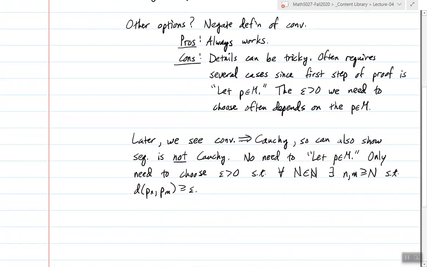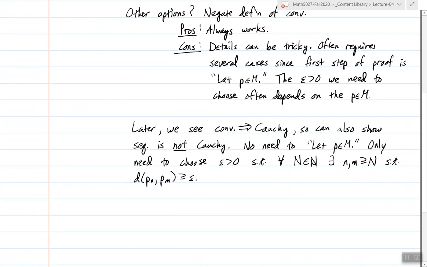Later, we'll also see that convergence implies Cauchy. If you remember what Cauchy sequences of real numbers are, there's natural extensions of that notion to arbitrary metric spaces. And as soon as we have a theorem that says convergence implies Cauchy, which we'll get to soon enough in this class, then you can also just show a sequence is not Cauchy. So that has the advantage that you don't need to construct some point, or you don't have to let P be any point. You just have to show that basically the points in the sequence don't get and stay close to each other.